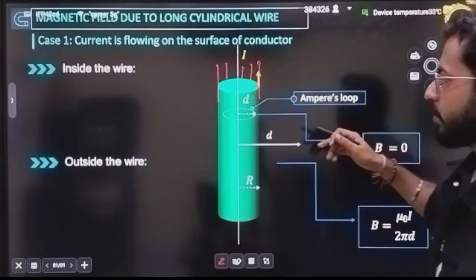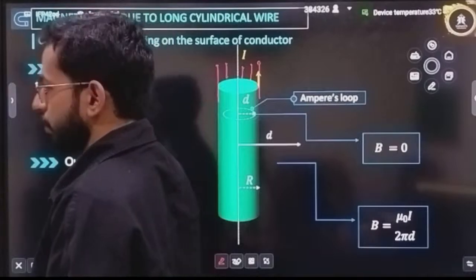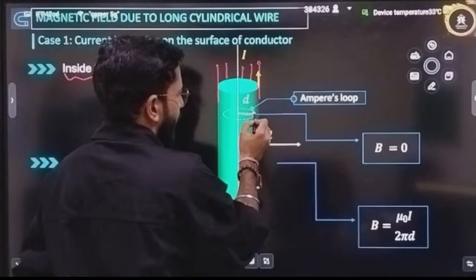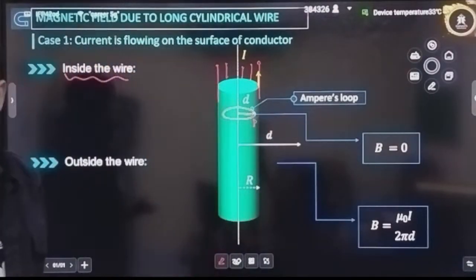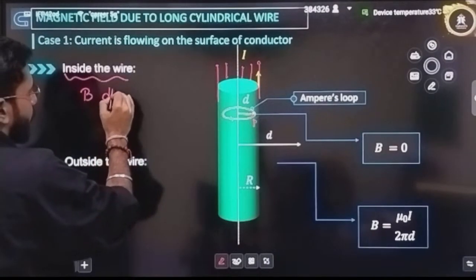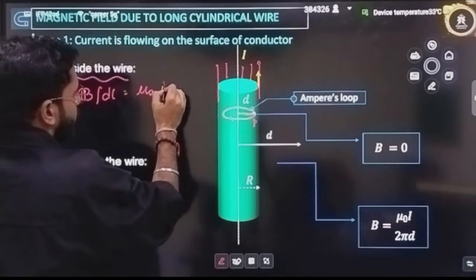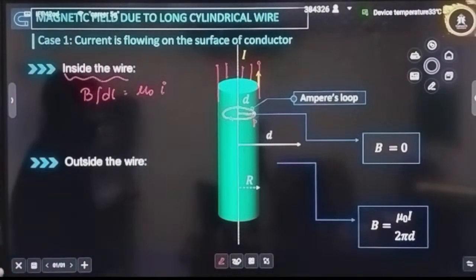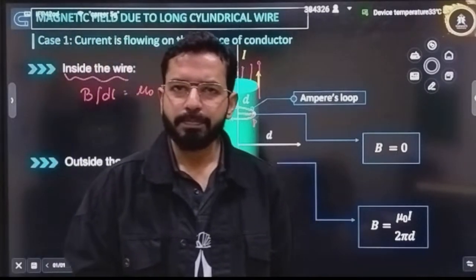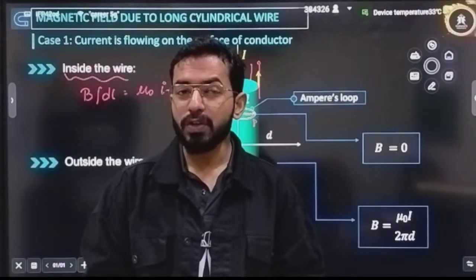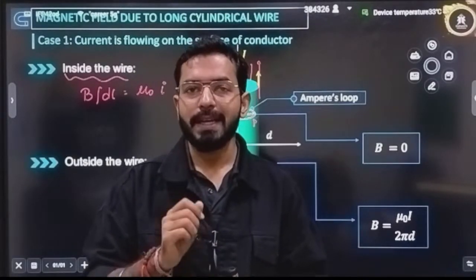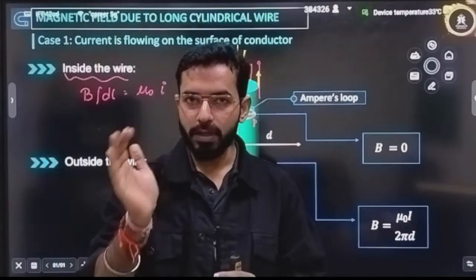Now, if I have to calculate at an inside point, what is the first step you will do? Go to any random point P inside. Step 1: make an Amperian loop, take a dl vector and write the equation. B into the line integral of dl is equal to mu naught times the net current enclosed. Now tell me students, if you take a point inside, what is the net current passing? Isn't it zero? Because all the current flows from the surface, not from the inside portion. Not a single current is flowing from the inside portion. All the current is flowing only from the surface.